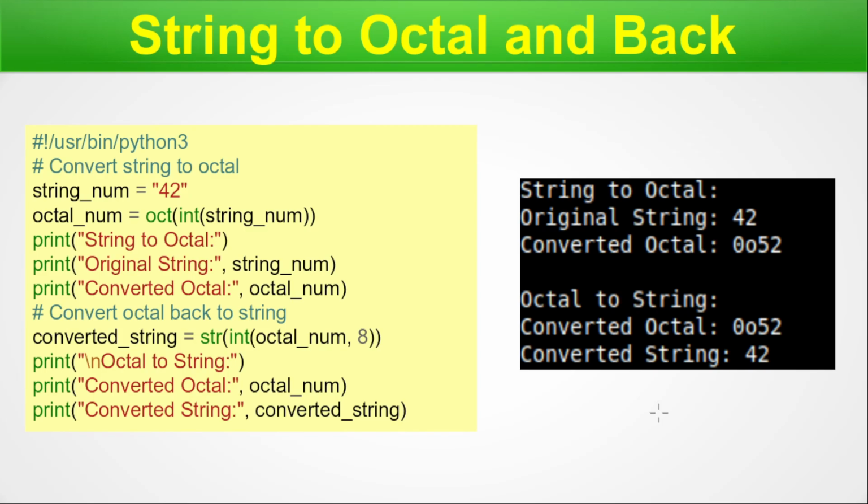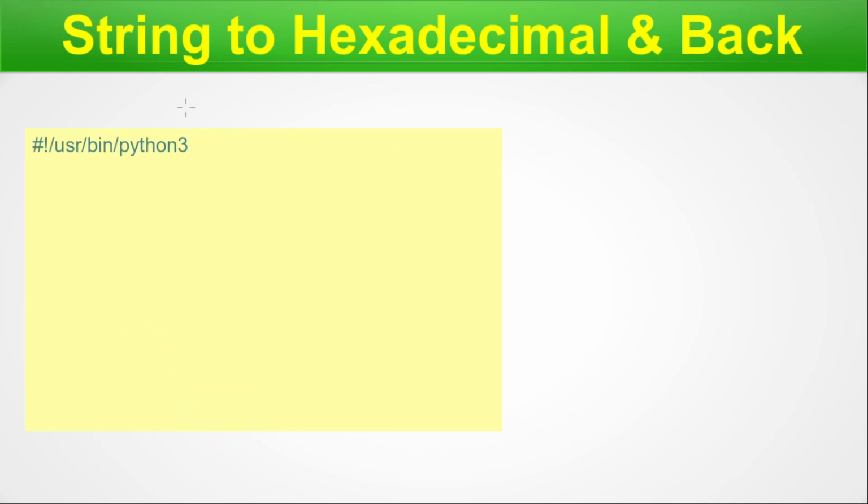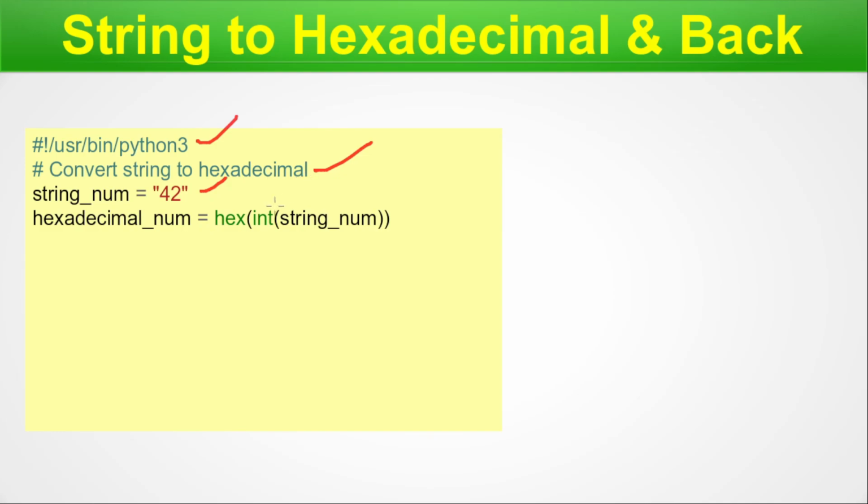Let's move on to the next slide. String to hexadecimal and back. We start our code with the Python interpreter. Next, we have the comment, that is converting string to hexadecimal. First, we have a string number 42, and then we do the conversion. And here you can see it is also a two-step conversion. First, we convert the string into integer, and then we convert integer into hex.